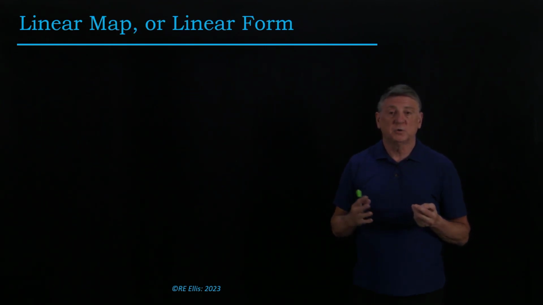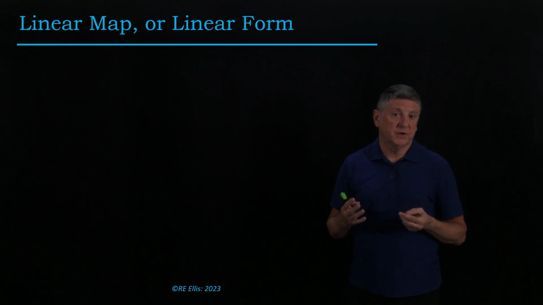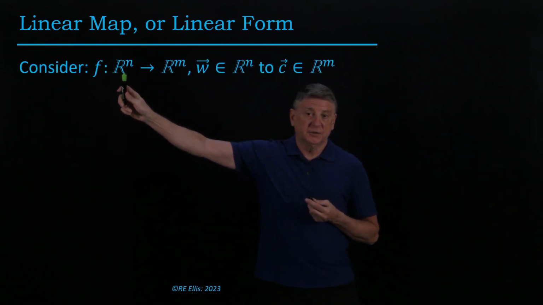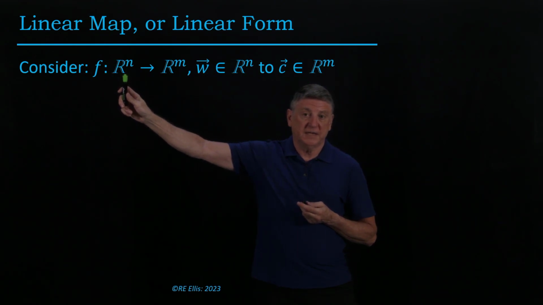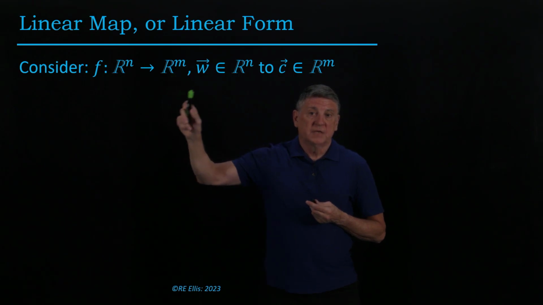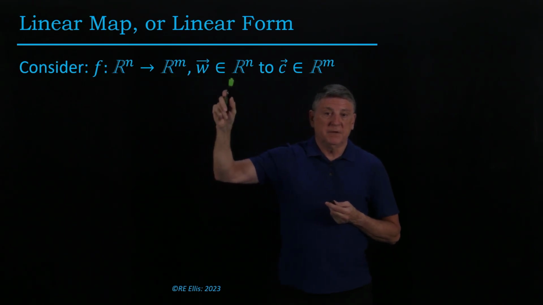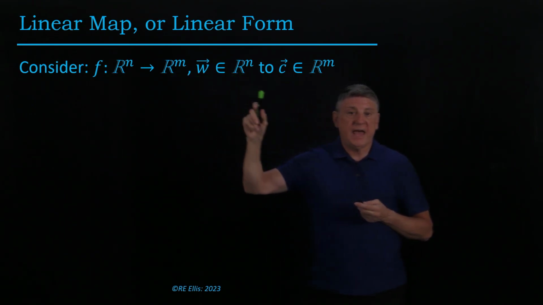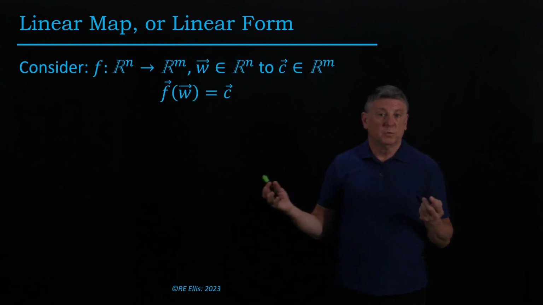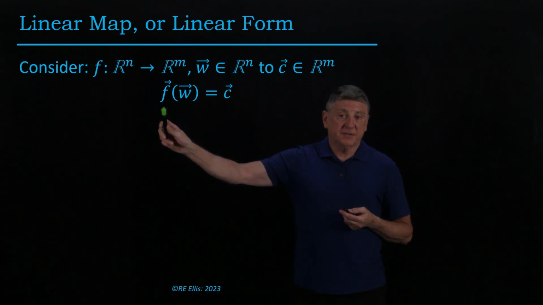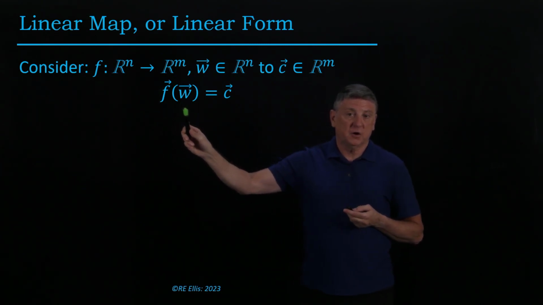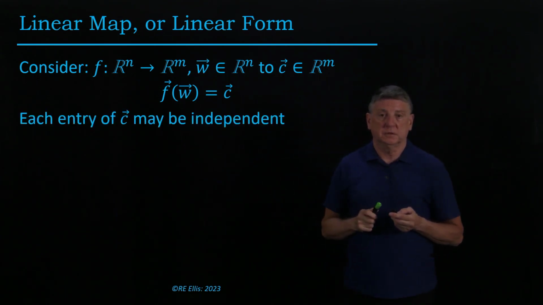A linear map, also called a linear form, is a further elaboration of these concepts. Suppose that we have vectors of size n, so they're in the coordinate space of size n, and we have vectors of size m. Suppose that w is a vector of size n, and it's mapped to a vector c that's of size m. We would write this as a vector function, note the little arrow over it, a vector function of a vector argument has a vector result.